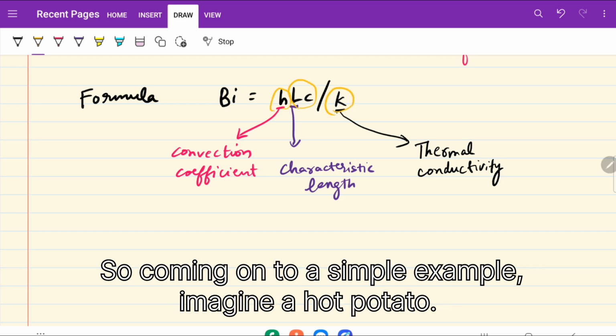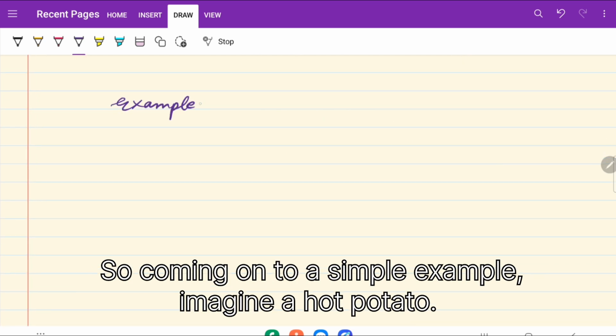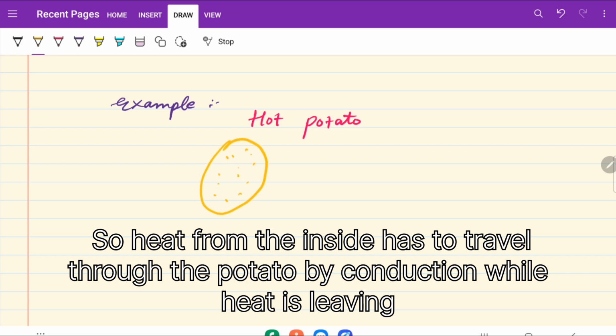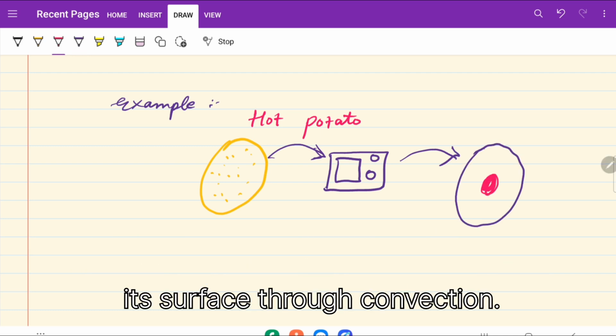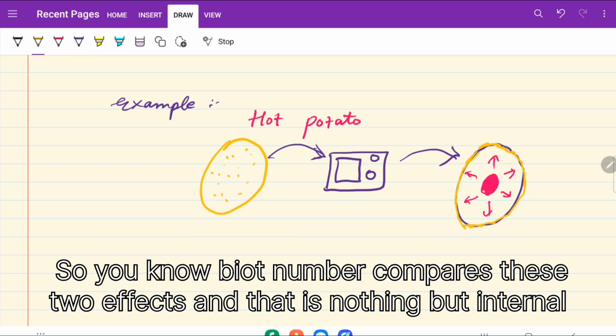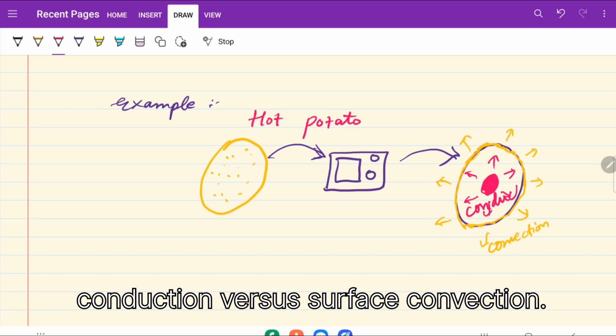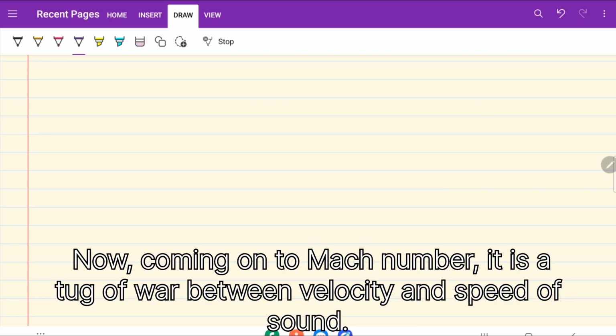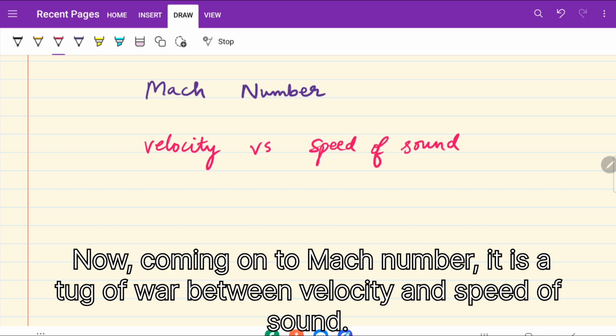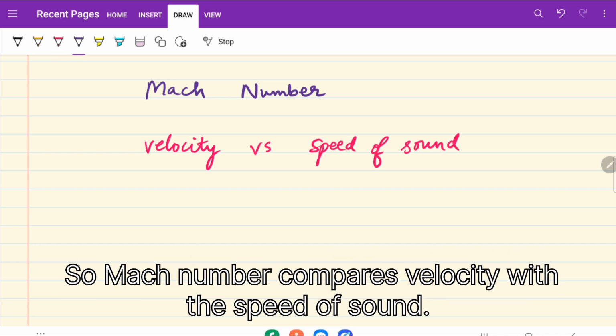So coming on to a simple example, imagine a hot potato. So heat from the inside has to travel through the potato by conduction, while heat is leaving its surface through convection. So Biot number compares these two effects, and that is nothing but internal conduction versus surface convection. Now coming on to Mach number, it is a tug of war between velocity and the speed of sound. So Mach number compares velocity with the speed of sound.